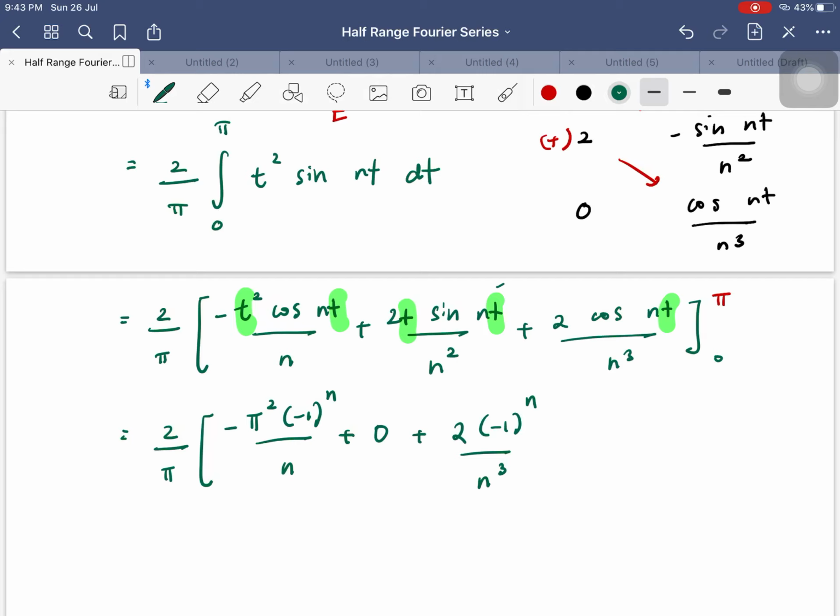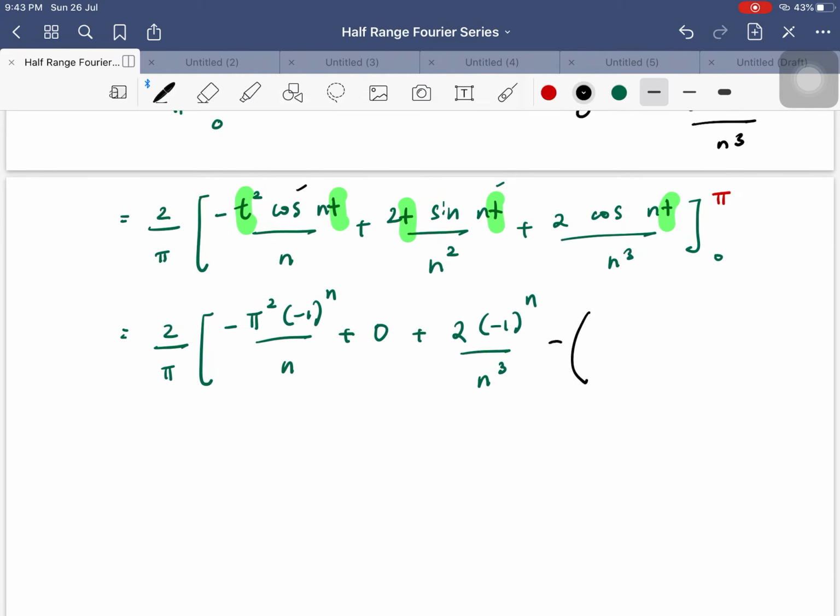And then I'm going to have a minus when I substitute t equals 0. Of course, this is going to equal 0. And this term is also going to equal 0 because of that. And the last one, I'm going to have cos of 0, and cos of 0 is going to be 1. So therefore, I'm going to have plus 2 multiplied by 1. So that is going to be 2 over n cubed. Okay, so there goes my bracket. Okay, so that will be the outcome.